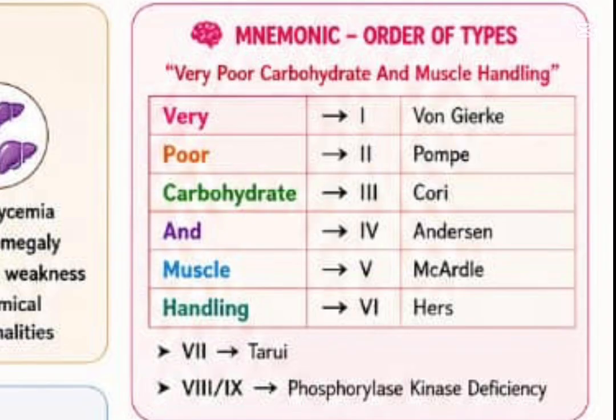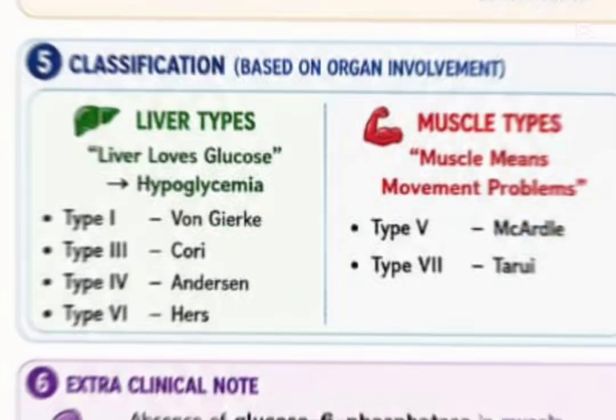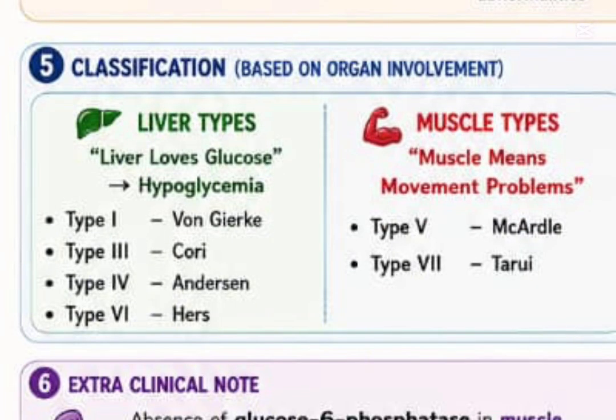So, very poor carbohydrate and muscle handling. I also give you some mnemonics here based on the liver types. Liver loves glucose. These are the types that cause hypoglycemia, but not all of them cause hypoglycemia.